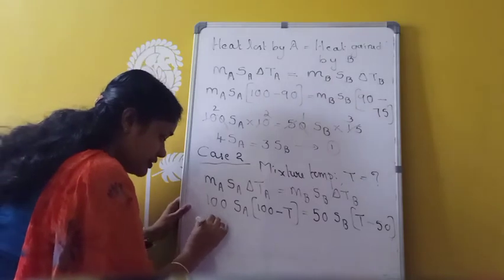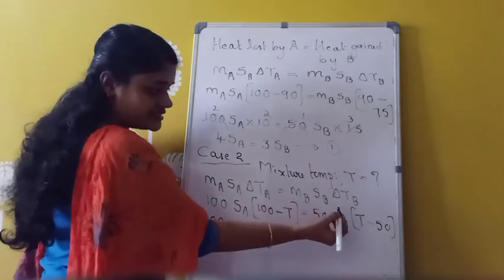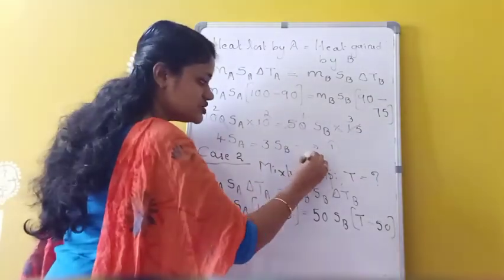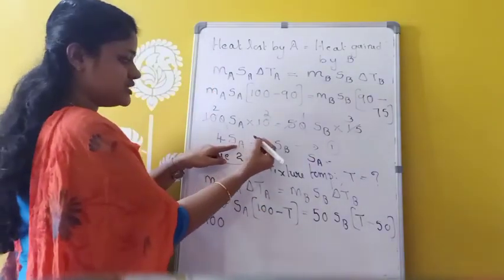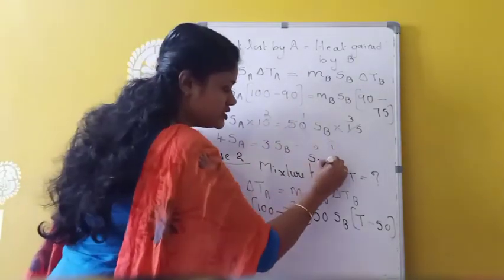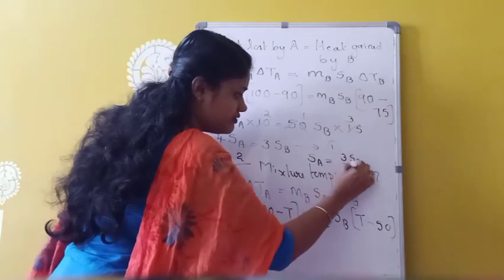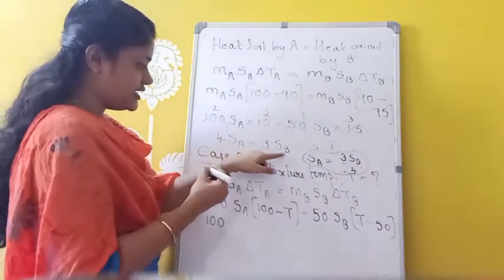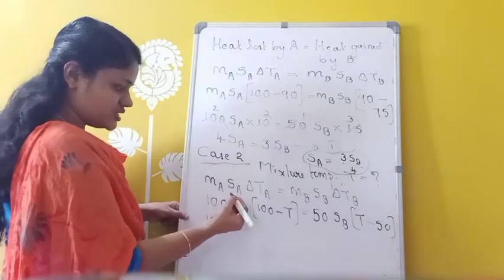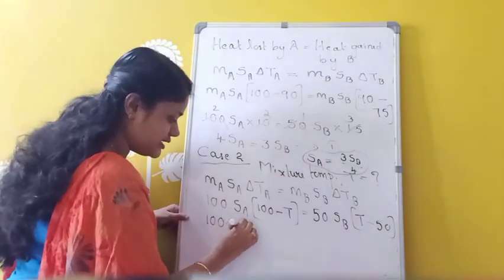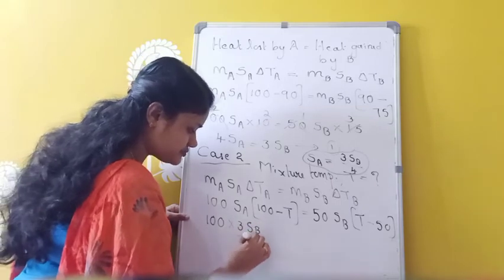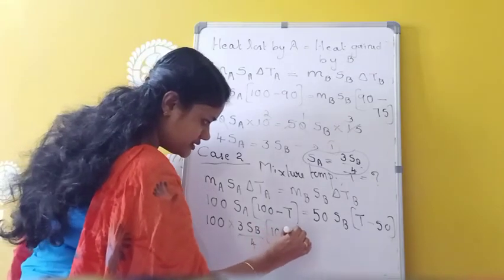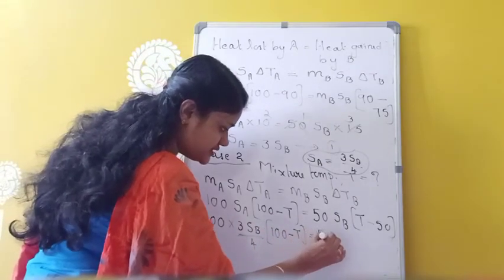Before cancelling equal terms, 100 into this SA we can write in terms of SB. So we have this equation. From equation 1, I am finding which one? SA. So SA equals, how will you find SA from this equation? 3SB divided by 4. So from equation 1, we got SA equals 3SB divided by 4. So I am substituting instead of SA, I am writing 3SB divided by 4 into bracket 100 minus T equals 50 into SB.